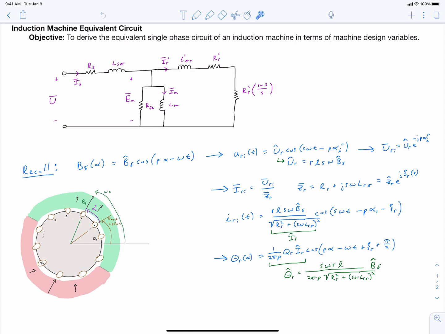This circuit captures most of the salient information about an induction motor, and it's studied a lot from a drives perspective or an operation perspective. It's helpful to be able to relate this circuit to machine design variables. So our purpose in this video is to take the fields theory that we've been developing in this class and the operating theory of the induction motor that we've been developing and use it to derive this circuit.